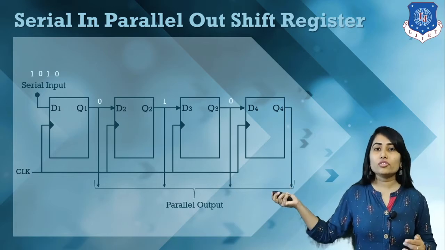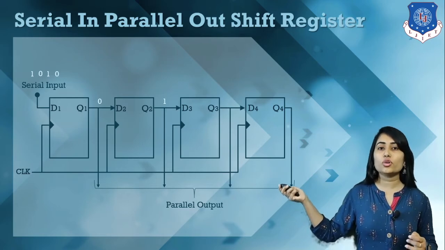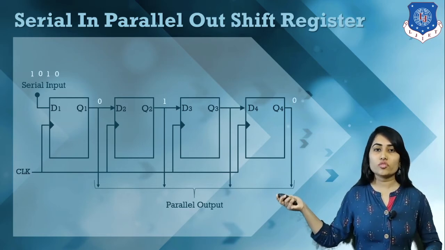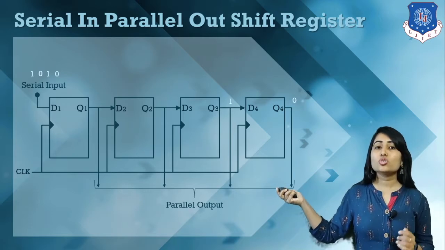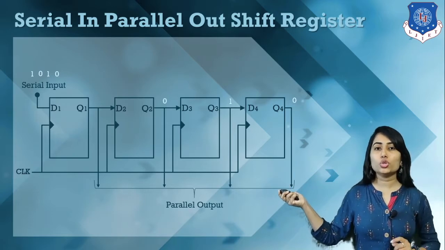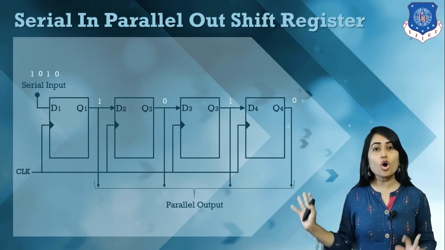Then after the fourth clock pulse we have the next bit, so this bit is transferred over here. This 0 is shifted to Q4, this 1 is shifted to Q3, this 0 is shifted to Q2 and this 1 is entered over here. So in parallel we have all bits.